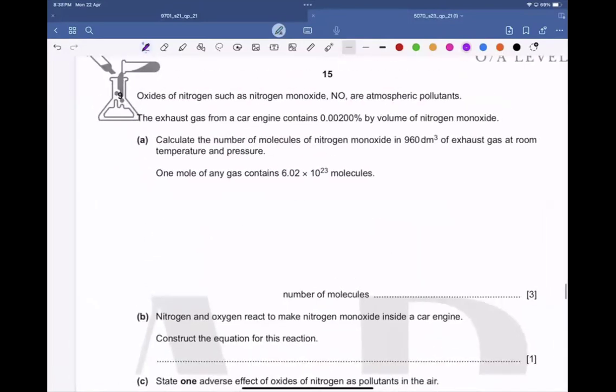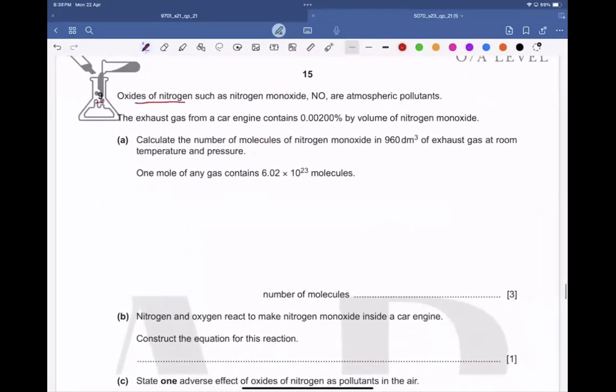Now, question number 9. Oxides of nitrogen, such as nitrogen monoxide, are atmospheric pollutants. The exhaust gas from a car engine contains 0.002% by volume of nitrogen monoxide. Calculate the number of molecules of nitrogen monoxide in 960 dm cube of exhaust gas at room temperature and pressure. Okay. So they are saying that the volume of nitrogen monoxide is just 0.002% of the exhaust gas.